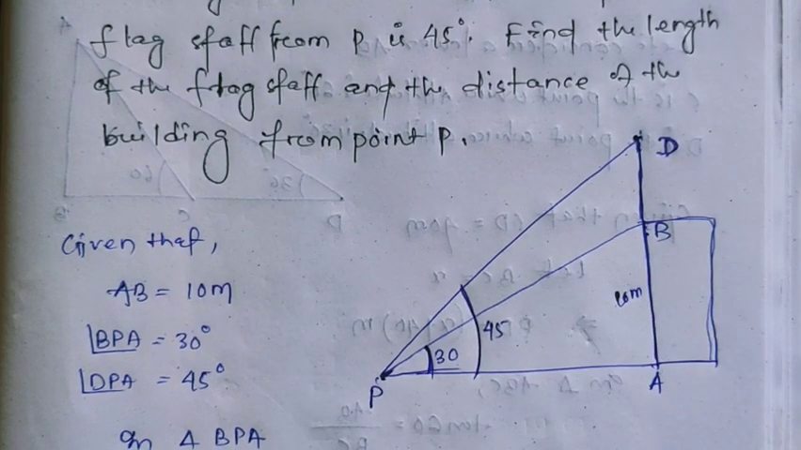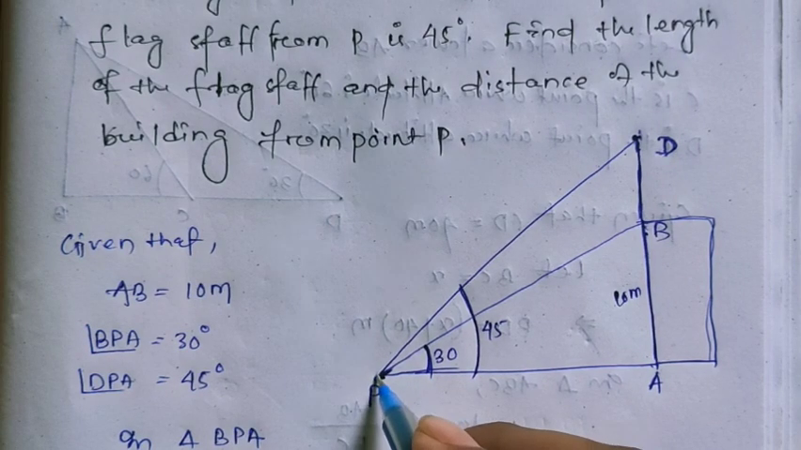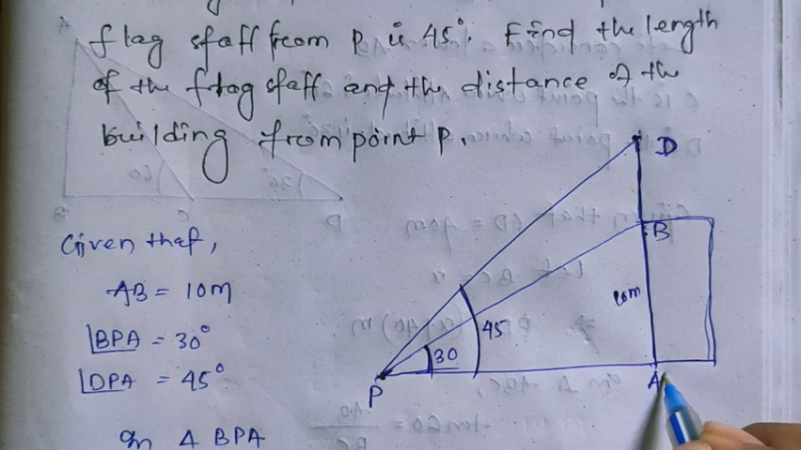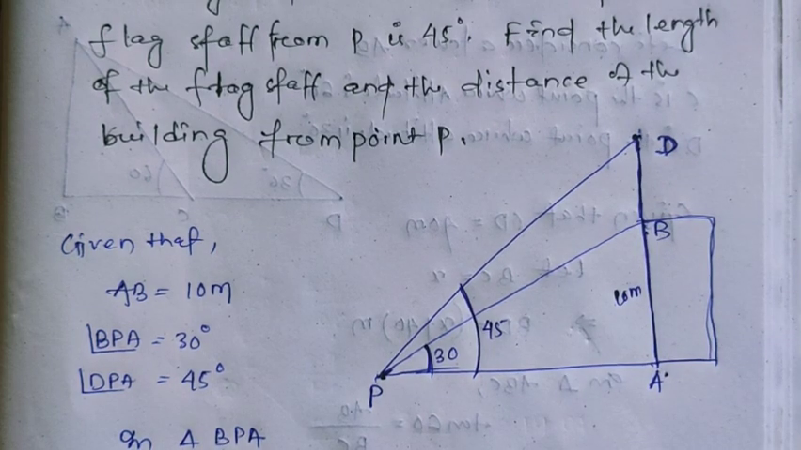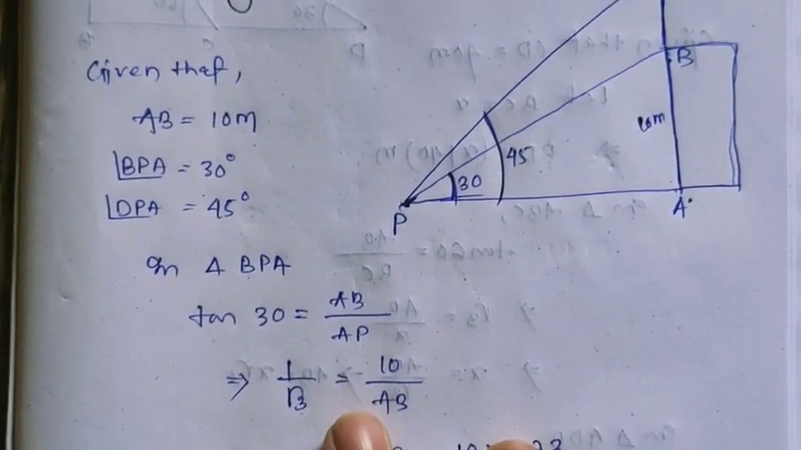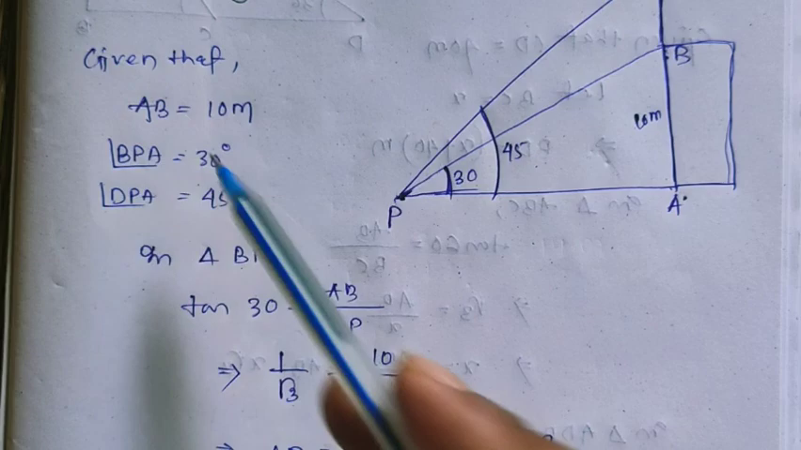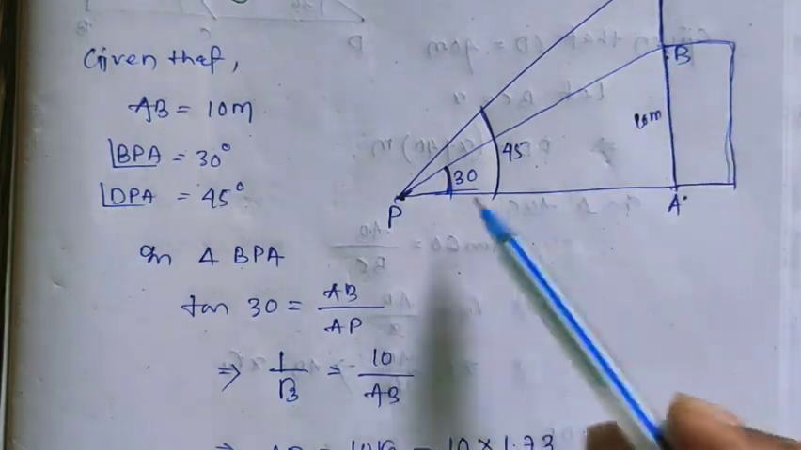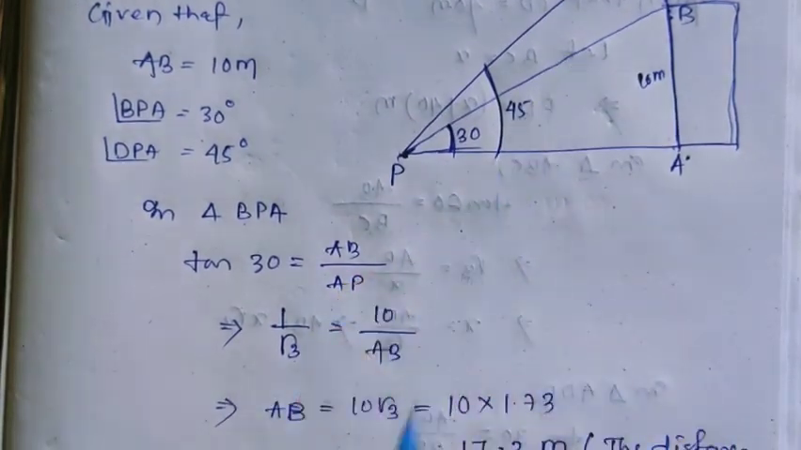So we have to find out what is the distance between P and A, right? And what is the length of this flagstaff, what is BD, right? So I can write, given that AB is equal to 10 meters, angle BPA is equal to 30 and angle DPA is equal to 45 degrees.